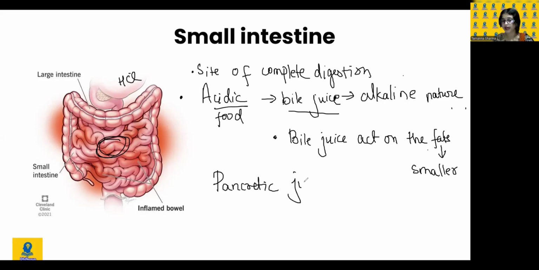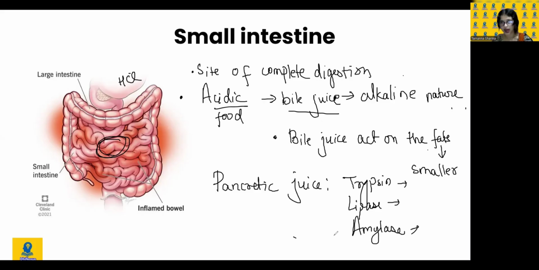And we know that in pancreatic juice, there were three types, right? Trypsin, lipase, and amylase. Also remember that even the small intestine walls have some digestive juices. Okay, so trypsin, what will it do? It will break proteins. It will try to digest the proteins. Lipase will try to digest the emulsified fats, and amylase will try to digest the carbohydrate.